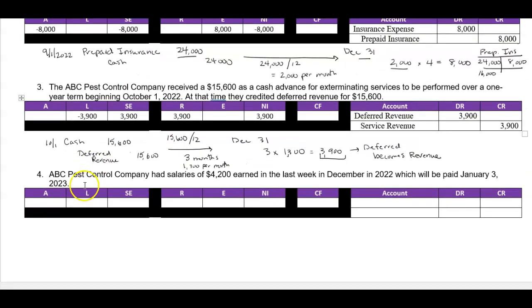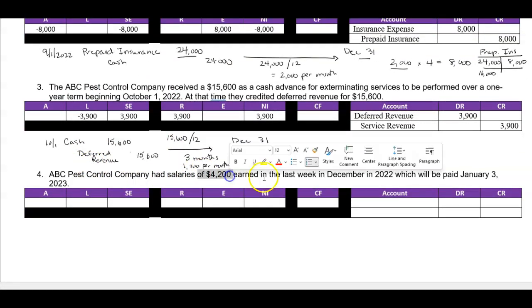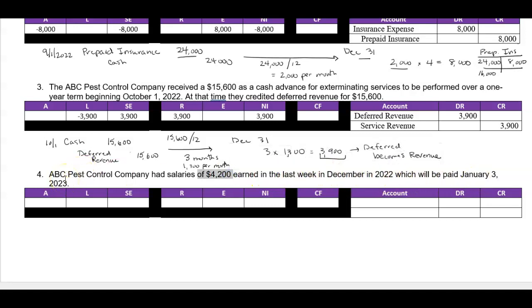All right, next one. Pest company had salaries of $4,200 earned the last week of December, which will be paid on January 3rd. Now, this happens for a lot of companies, especially those that report bi-weekly. So what happens? Well, let's assume our payday falls on a Friday. So let's just say Monday, Tuesday, Wednesday, Thursday, Friday.